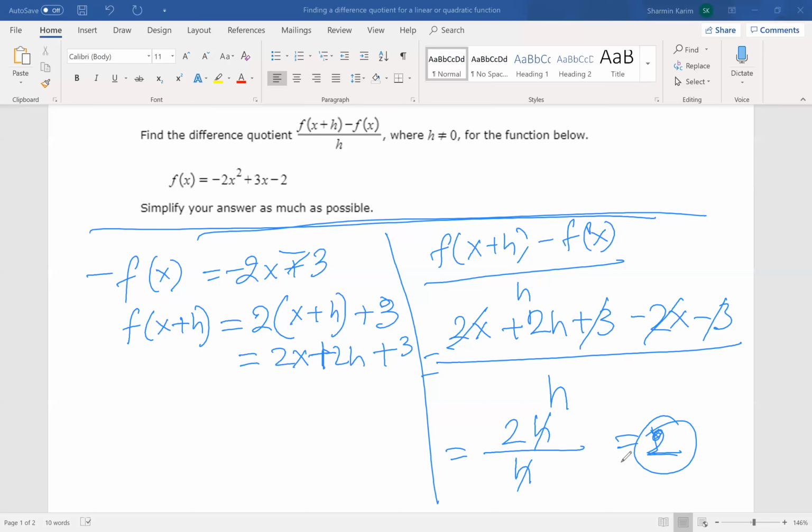So as I said, the linear one is pretty simple. So that's why I thought I should show you the quadratic ones.